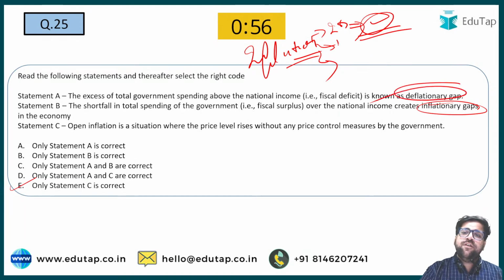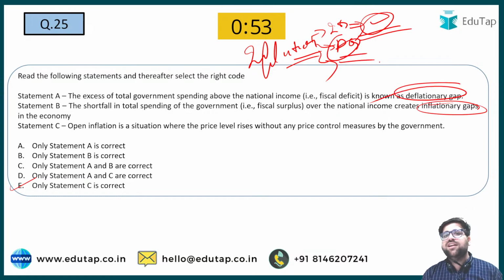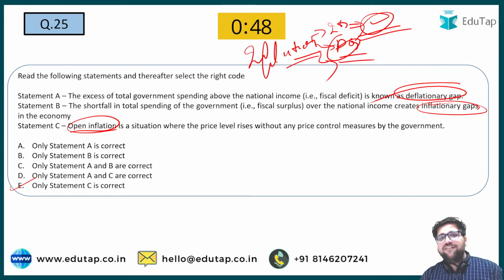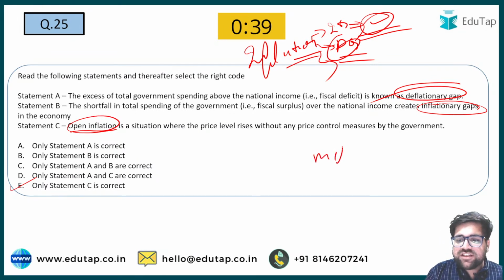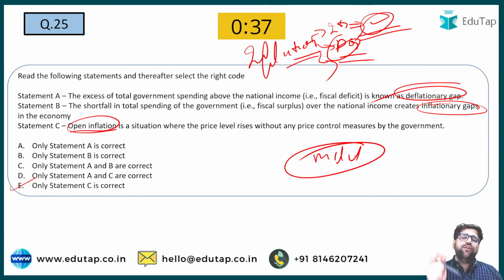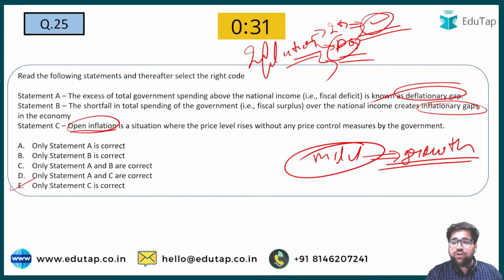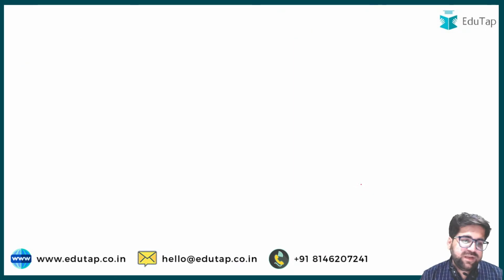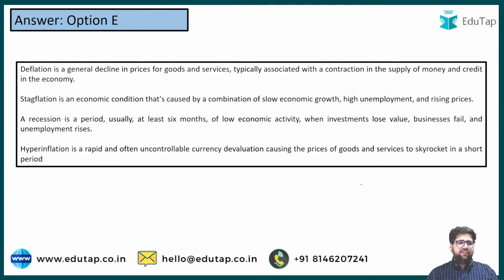Deflationary gap is the opposite of inflationary gap. Government is doing nothing and they are just collecting taxes. And statement C is regarding open inflation. Open inflation means a situation wherein the monetary authority as well as the supply side authority are not controlling inflation, because some mild inflation, please note this particular point, mild inflation is always good for the economy. Mild inflation always reflects growth. If prices are rising at a slow rate, that's what demand pull inflation tells you about. That is a sign of a good economy. So please note this. So I think we have covered this.